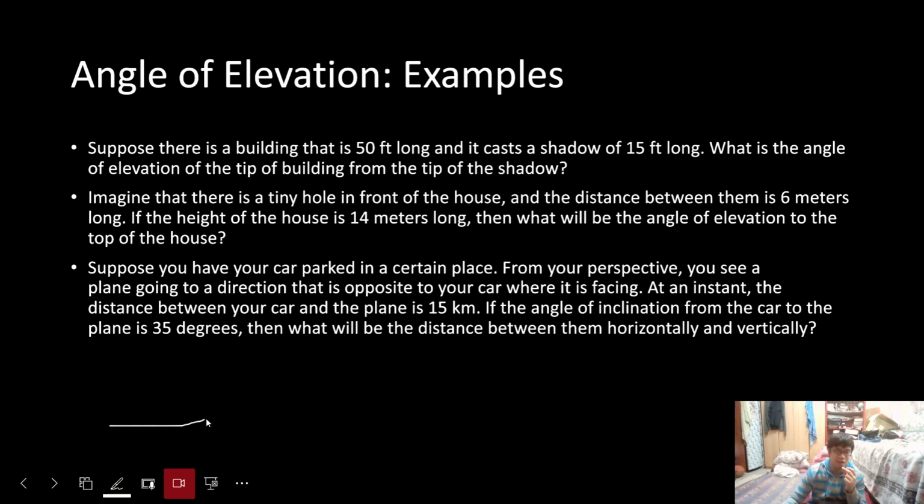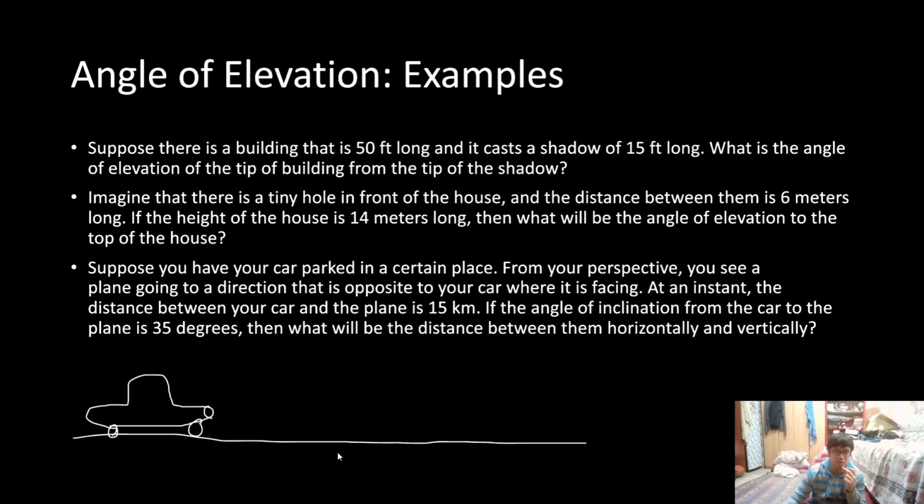Suppose you have a car here, according to the example, and it's parked here, and it's facing to the right. According to your point of view, it's facing to the right. Now, there is a plane, and according here, the plane is going in a direction that is opposite to where your car is facing. So that means if your car faces to the right, then the plane faces to the left.